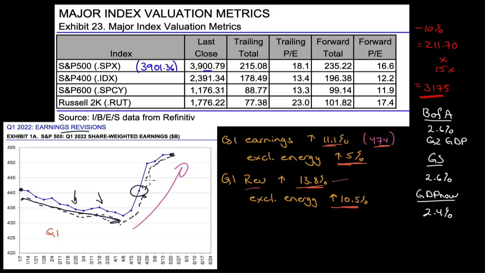Let's look at the 500, the 400, the 600, and the Russell 2000, the last close. I only picked on the S&P 500. We don't really talk about the 4, the 6, or the 2. I just follow one index here. This was 3,900.79, and I've said before they use the opening on Friday because they publish during the day sometimes, so they don't have the closing number. Well, the closing was 3901.36, basically unchanged on the day, considering that Friday was a really wild ride.